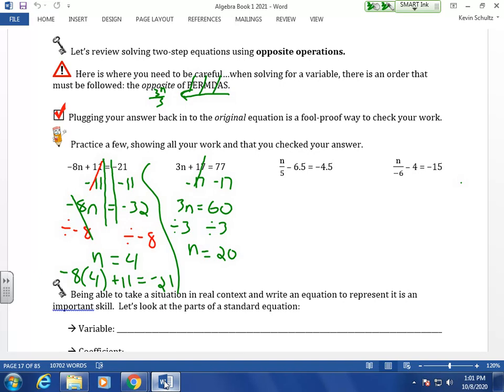Okay. And so to check this then, 3 times 20 plus 17, does that equal 77? Well, 3 times 20 is 60. Plus 17, that is 77. Life is good.